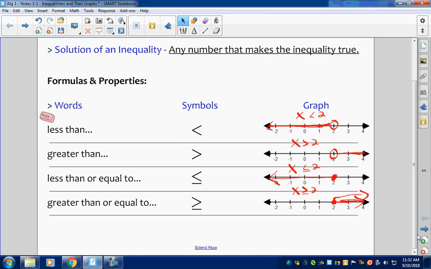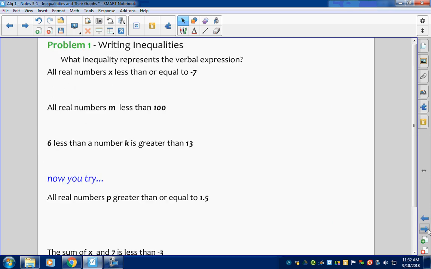All right, let's mix it up here a little bit. This is writing inequalities from words. So it says, what inequality represents the verbal expression? So this says all real numbers x. So start by writing down an x. Less than or equal to -7. So the less than or equal to symbol would be that. Less than or equal to -7.